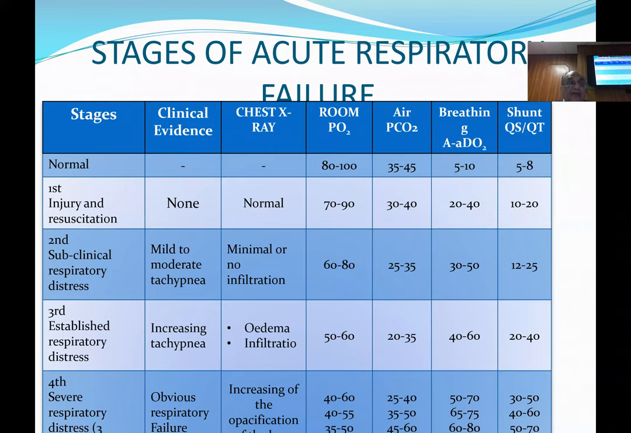The fourth, severe respiratory distress, we divide that also into three stages, but here there will be obvious respiratory failure, increasing opacification of the lung, and PO2 is 40 to 60, PCO2 is 25 to 40. Now PCO2 buildup starts. Gradually, earlier it was being eliminated, now it starts building up. After that the A gradient starts increasing and Qs over Qt is further increased.